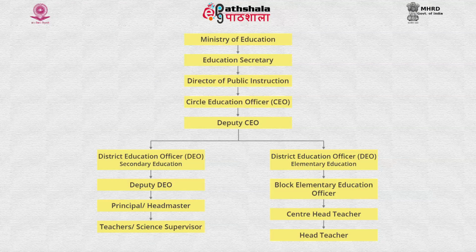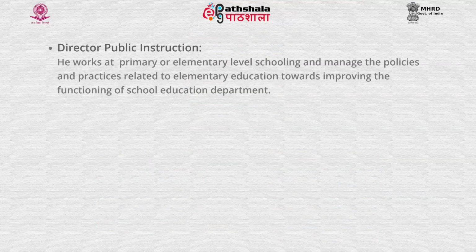Now let's discuss the structure of the educational administrative setup at elementary level. As you can see on the screen, the flow chart concerns this administrative setup. At the top level comes the Director Public Instruction. He is at the primary or elementary level of schooling and manages the policies and practices related to elementary education, towards improving the functioning of the school education department.